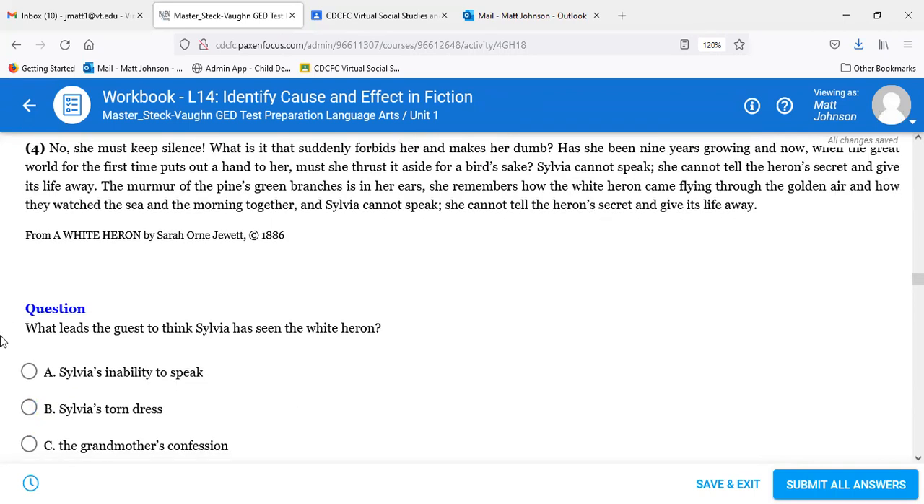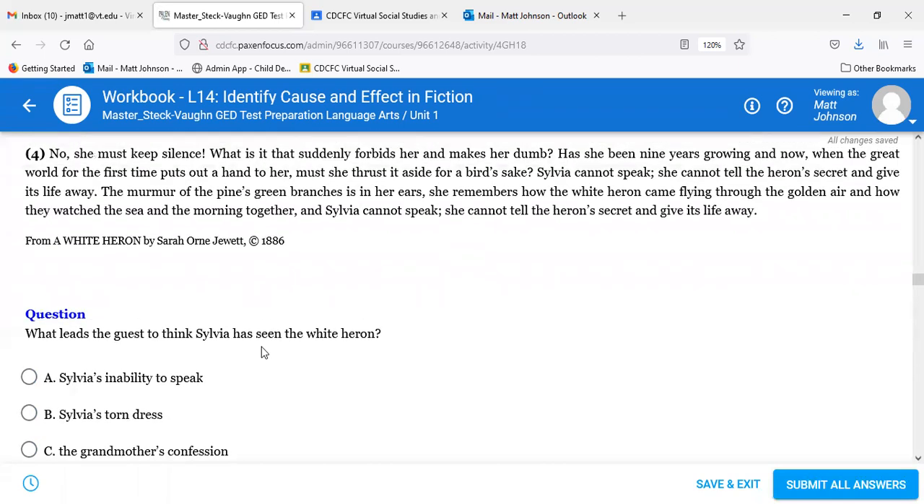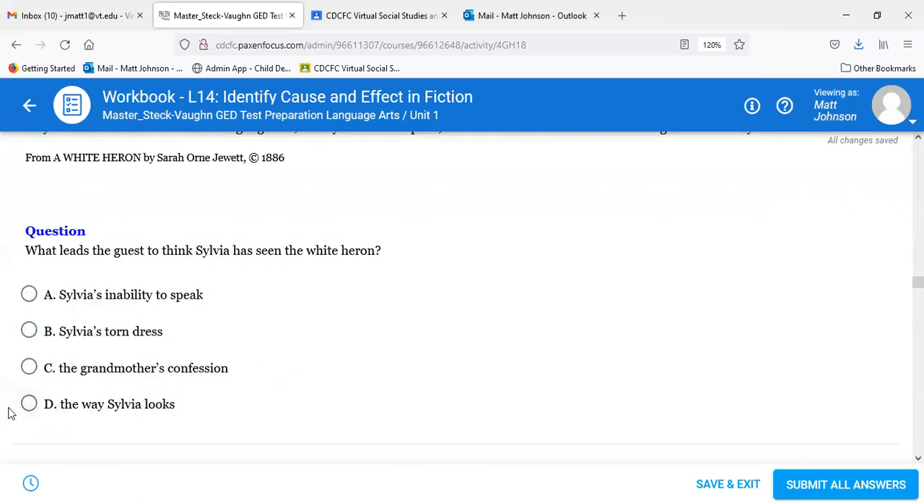Same thing here. So Etta, want to read question 5 for us? What leads the guest to think Sylvia has seen the white heron? A, Sylvia's inability to speak. B, Sylvia's torn dress. C, the grandmother's confession. Or D, the way Sylvia looks. D. Yeah, D is in dog, right? The way she looks. Yeah. All right.